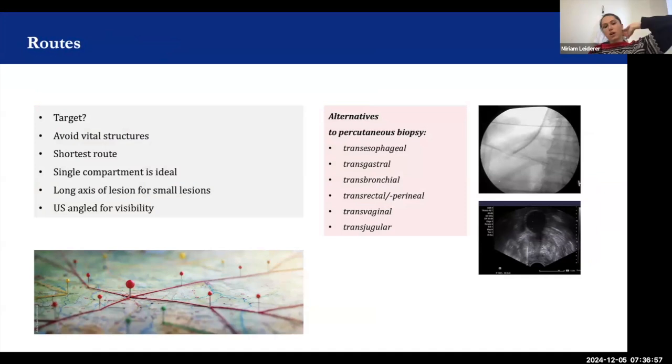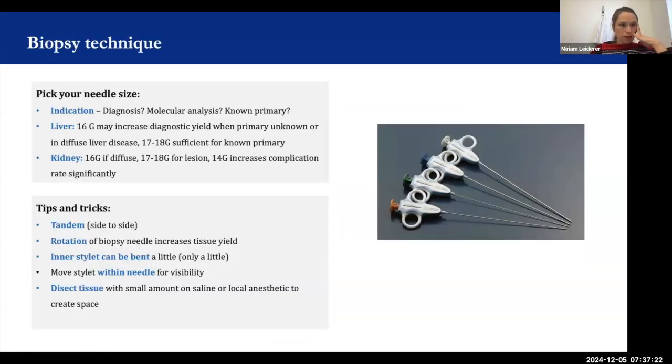Okay, so I was saying try to think about alternatives as well, and if necessary, you can refer your patient to another department. For example, if you think that a transbronchial approach is safer or easier, and if that is available in your hospital, then you can refer them for bronchoscopy. And then pick the correct needle size. Of course, think about the indication.